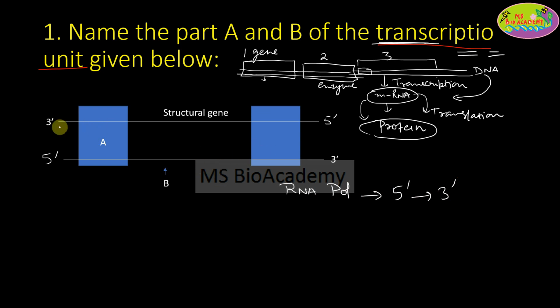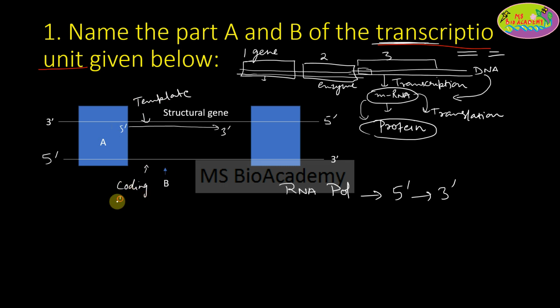So that means the one which is running in the 3 prime to 5 prime direction, then only the mRNA can be formed in the 5 prime to 3 prime direction, right? So this will be your template strand. And the one which is not used as the template is called the coding strand.